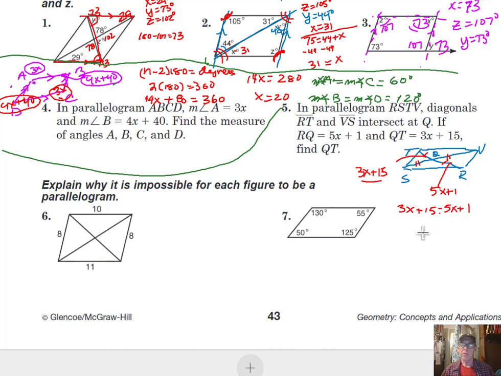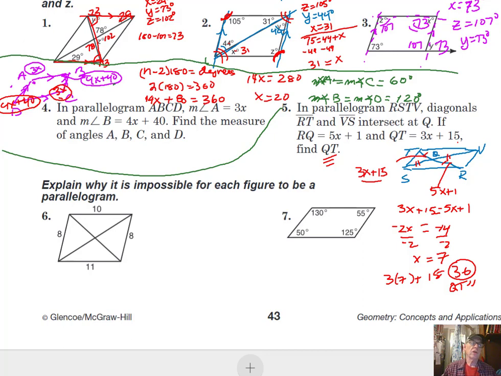Then we take 15 away from both sides and 5x away from both sides. Taking 5x away from 3x, we have minus 2x. Taking 15 away from 1 gives us minus 14. Then we divide both sides by negative 2. The two negatives cancel, and we get x equals 7. It wants us to find the length of QT. QT is 3x plus 15. So 3 times 7 plus 15 gives us 21 plus 15, which is 36. So QT equals 36.